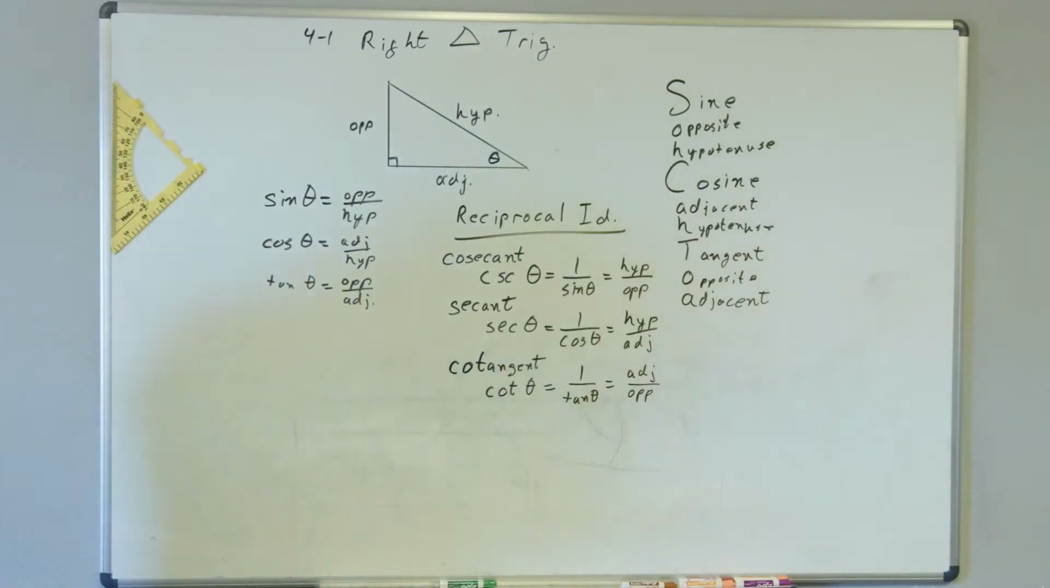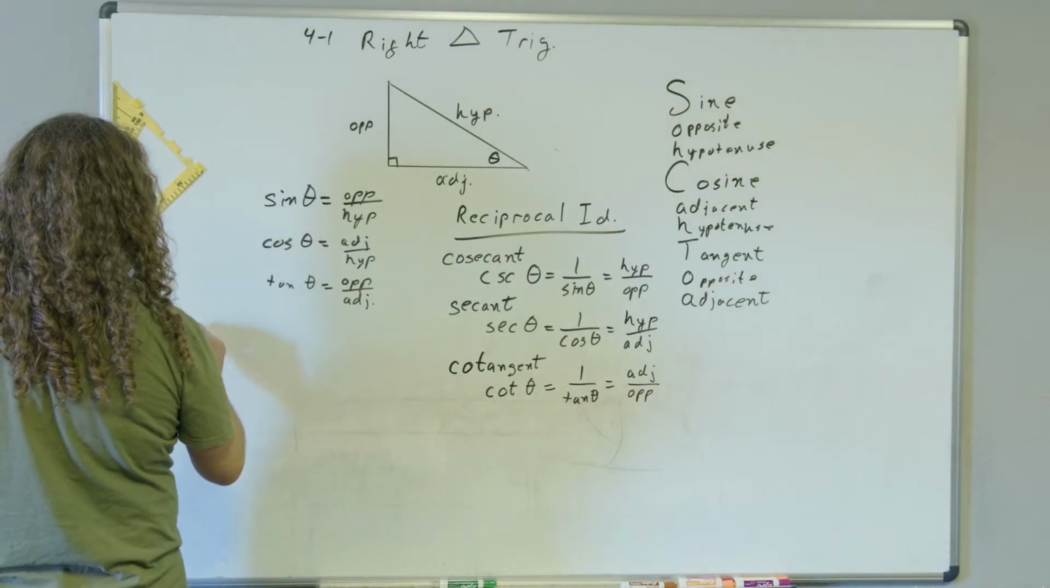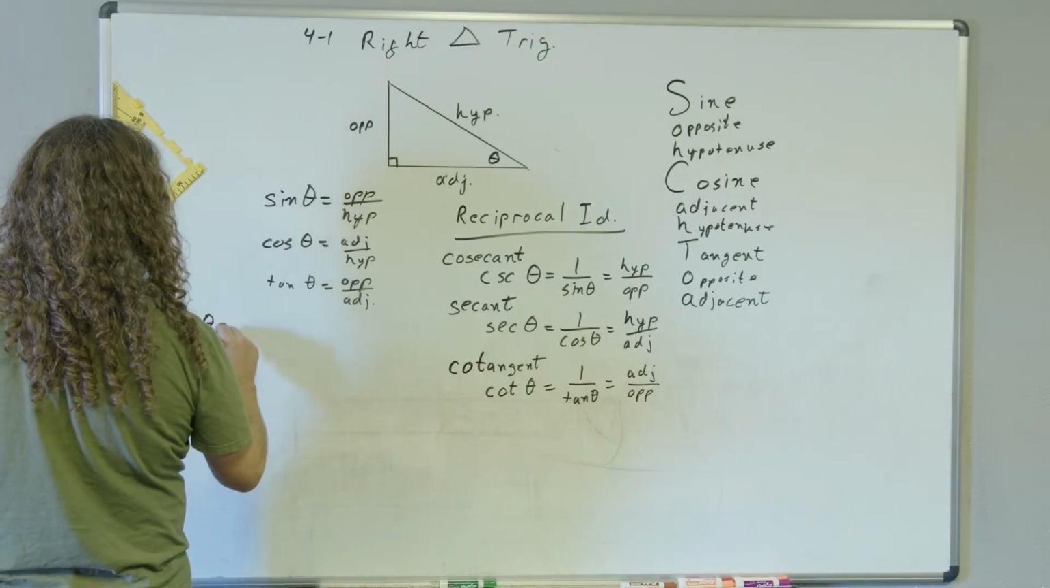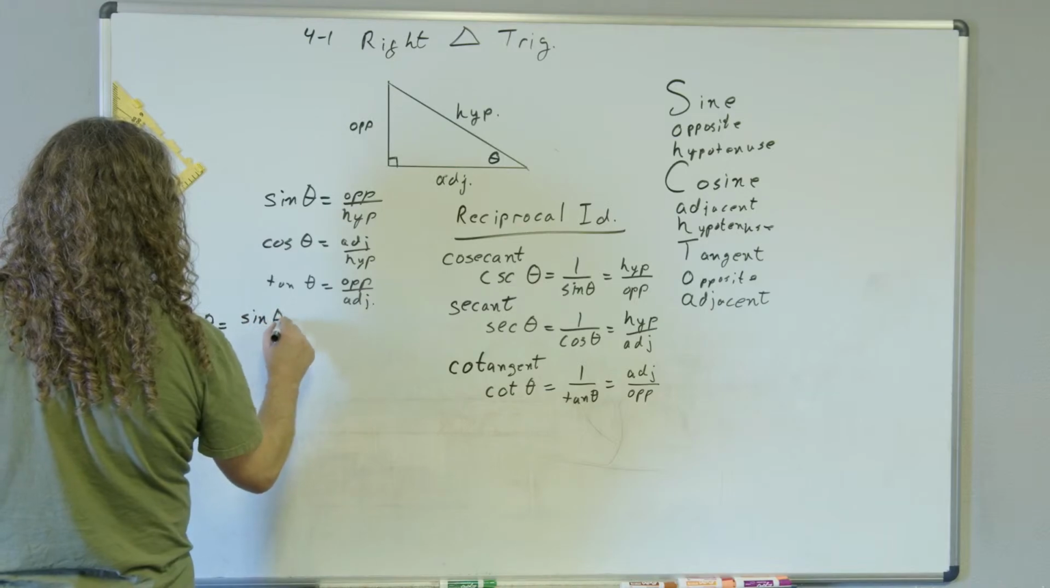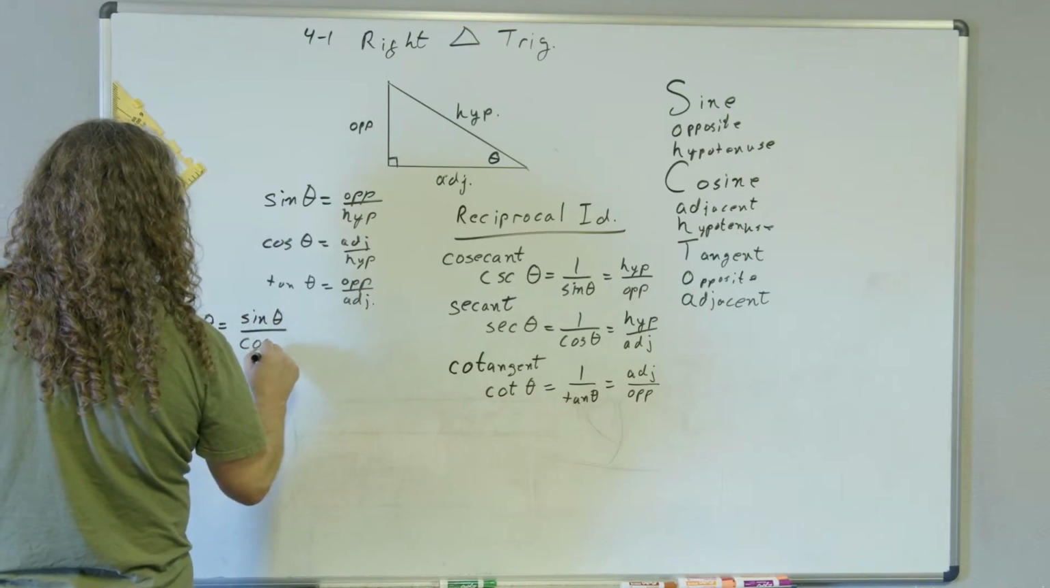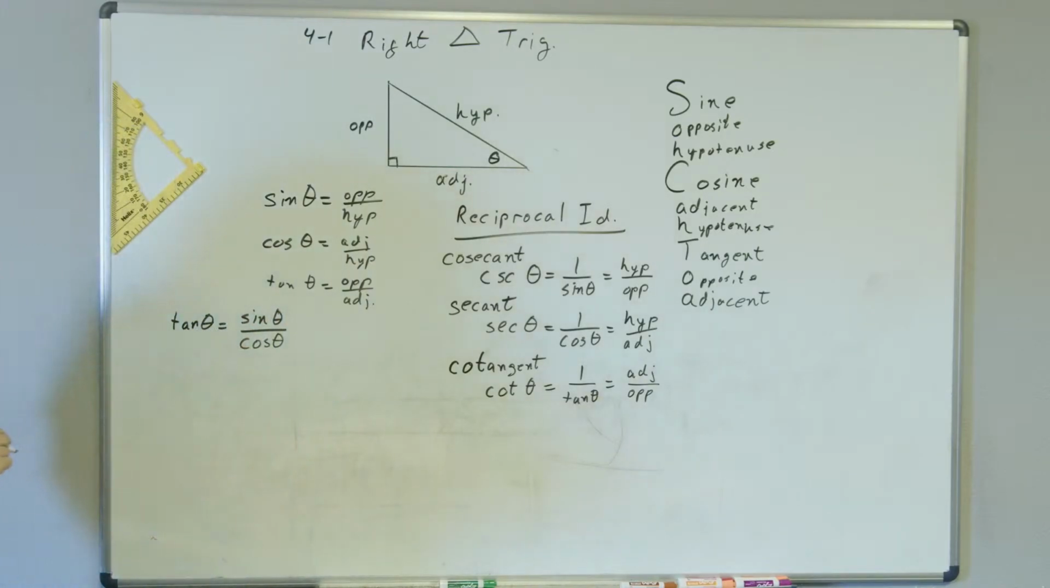Now, there is one more identity that we go ahead and learn now. We're going to learn a bunch of identities in the next unit. But there's one more that can be useful, and that is that tangent is sine over cosine. So cotangent would be cosine over sine, right? Easy peasy so far?